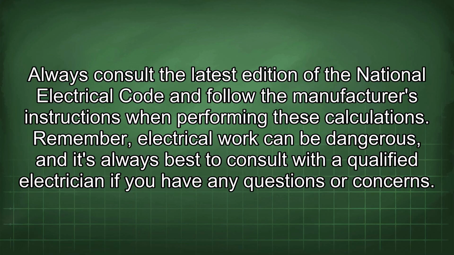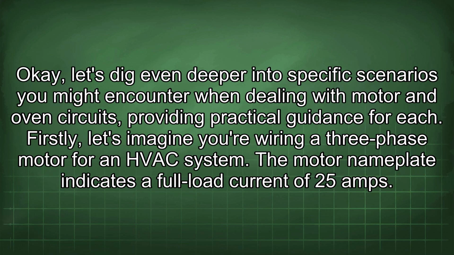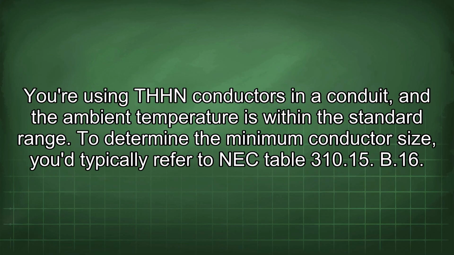Okay, let's dig even deeper into specific scenarios you might encounter when dealing with motor and oven circuits, providing practical guidance for each. Firstly, let's imagine you are wiring a three-phase motor for an HVAC system. The motor nameplate indicates a full load current of 25 amps. You're using THHN conductors in a conduit, and the ambient temperature is within the standard range.